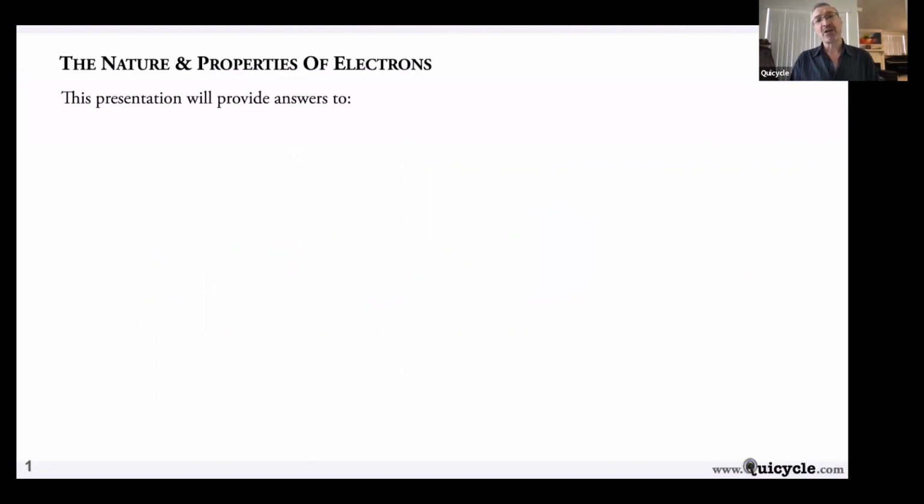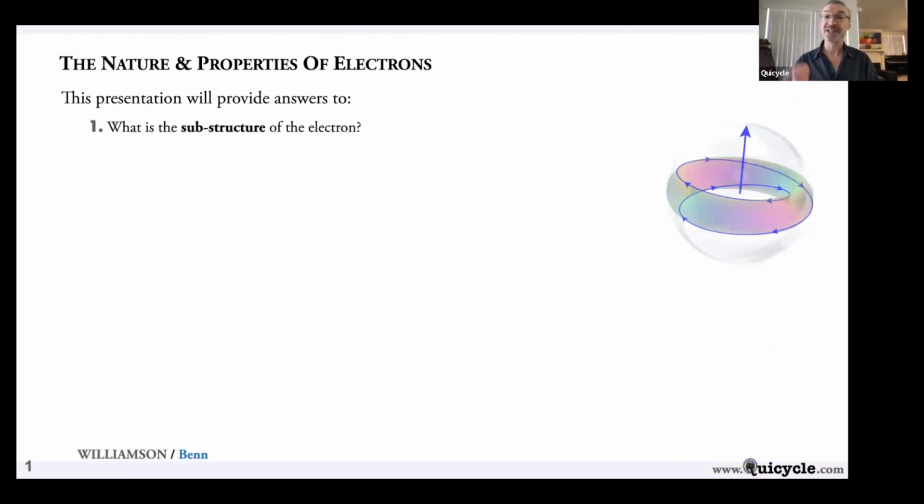We're going to be looking at several questions, some of which have persisted for many, many years in science and have only recently been answered thanks to this new work. The first question is, what is the substructure of the electron? It's obviously not a point particle. What is the origin of its monopole charge? Where does charge originate within the particle?